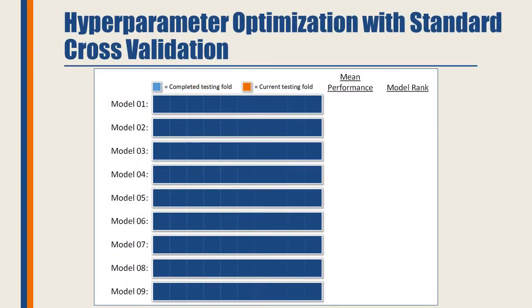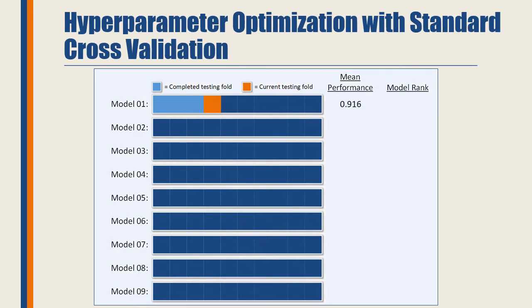The example that we just saw considered only one machine learning model. Remember, however, that we want to evaluate many different machine learning models so that we can choose the best one for the problem at hand. Now that we know how standard cross-validation works, we can see what role it plays in the overall hyperparameter optimization process. In this example, we'll evaluate 9 different candidate models using standard cross-validation.